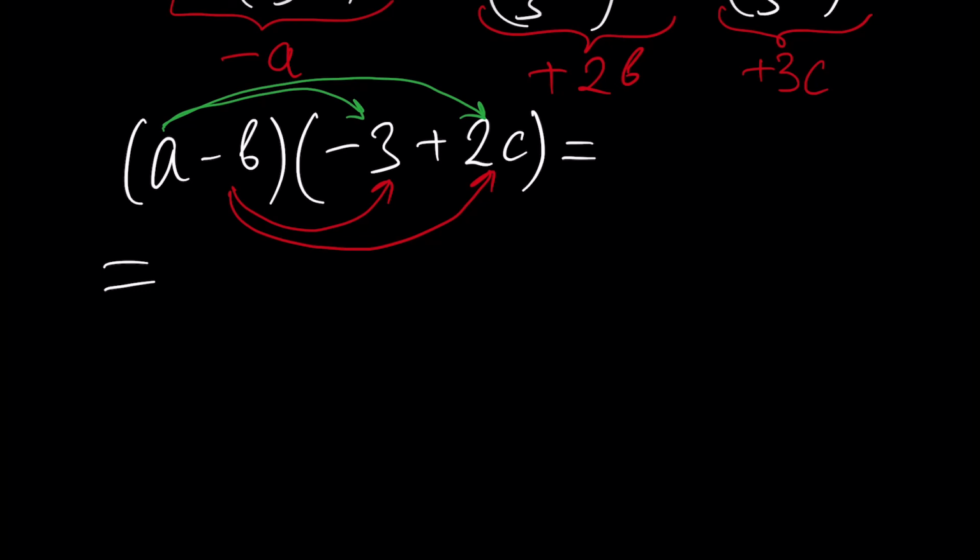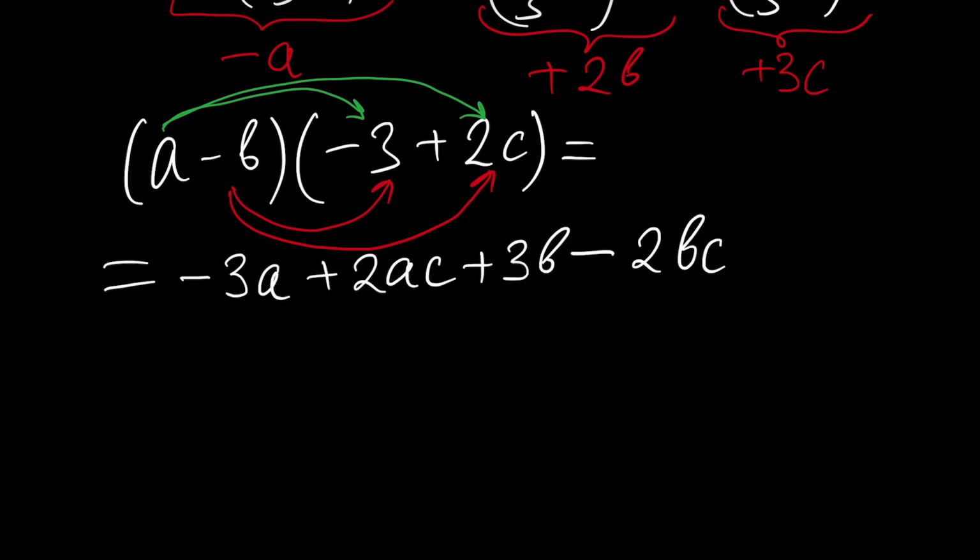Next, we multiply minus B by the first element and multiply minus B by the second element. So we have A times minus 3, this is minus 3A. A times plus 2C, this is plus 2AC. Minus B times minus 3 gives us plus 3B. And minus B times plus 2C gives us minus 2BC. It was quite obvious.